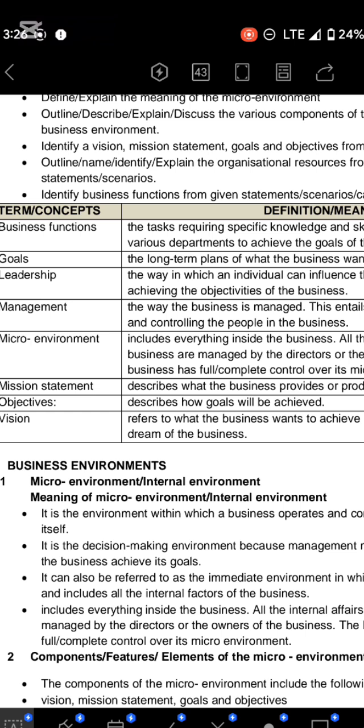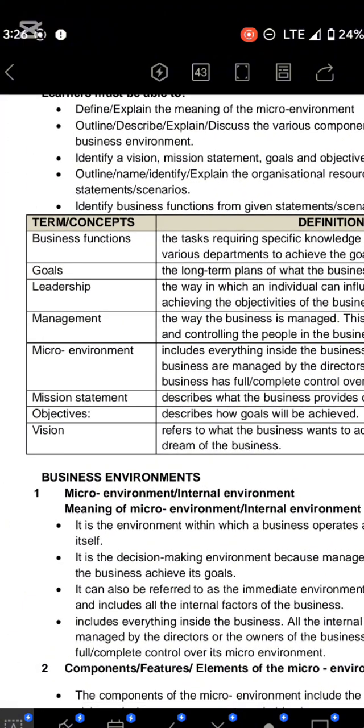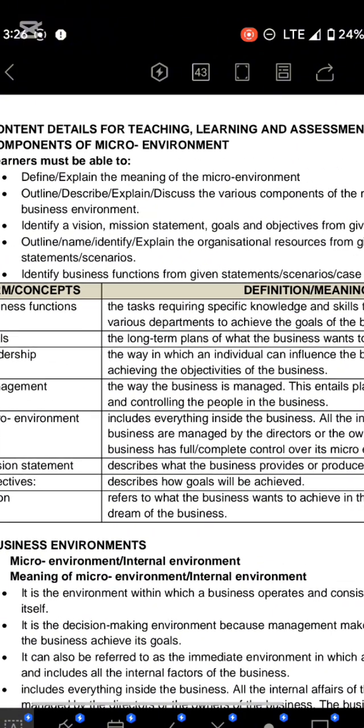Number 2, the goals, right? Goals, don't think of soccer, but think of what do we want to achieve? What does the business want to do? So the long-term plans of what the business wants to achieve is a goal.